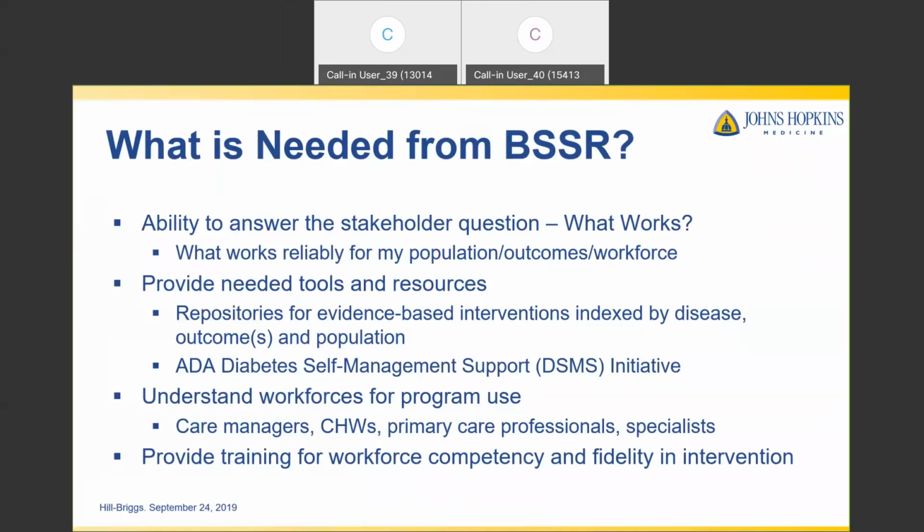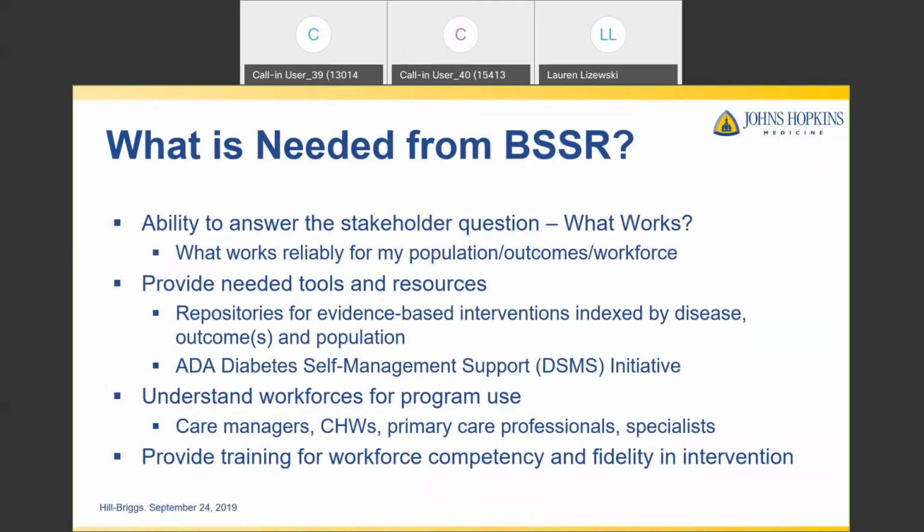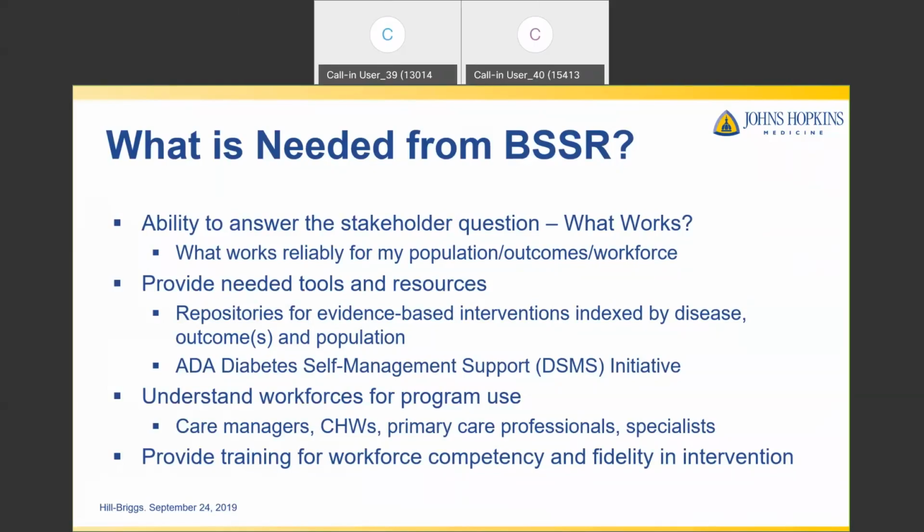We have to understand the various workforces. There are things that are generalizable to workforces with training, but then there's specific things that professionals and specialists still need to do, and no one's asking us to stop doing our roles and jobs, but in addition, we also have roles of training and bringing successful interventions to broader workforces. And finally, we must provide those workforce competencies and ensure fidelity in intervention delivery.